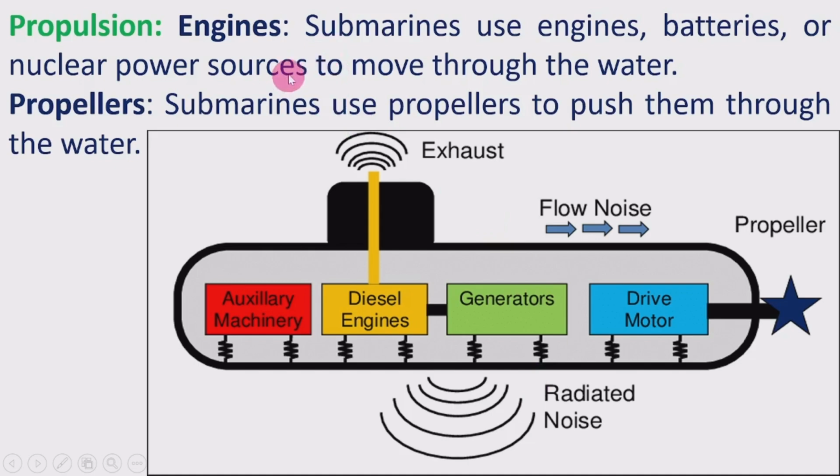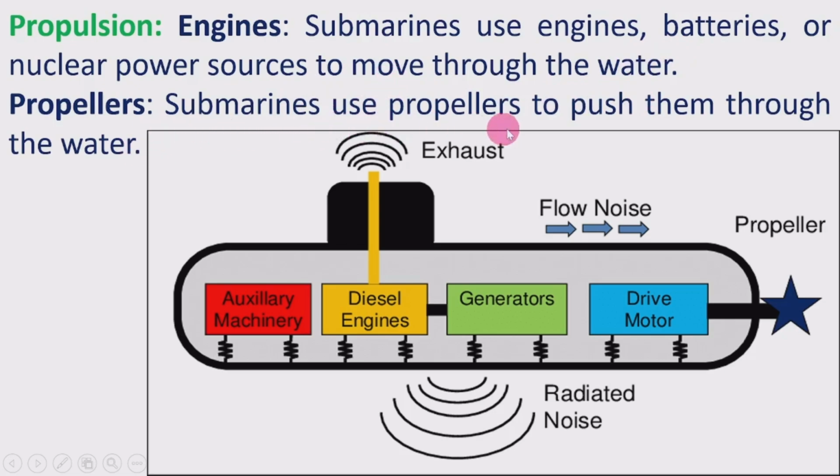Propulsion: for propulsion, engines are used. Submarines use engines, batteries, or nuclear power sources to move through the water. Engines are used, batteries are also used to run it, or nuclear power can be used.